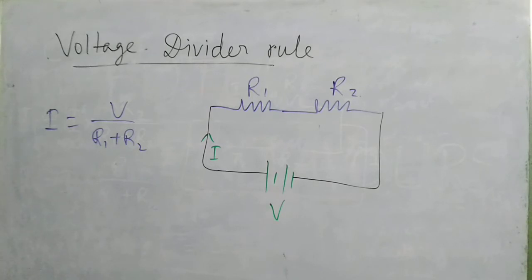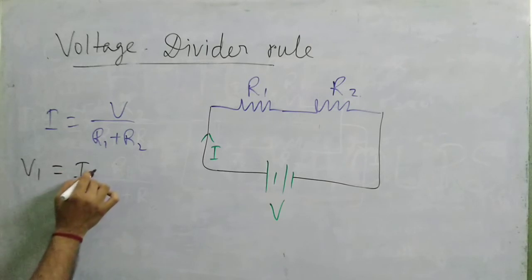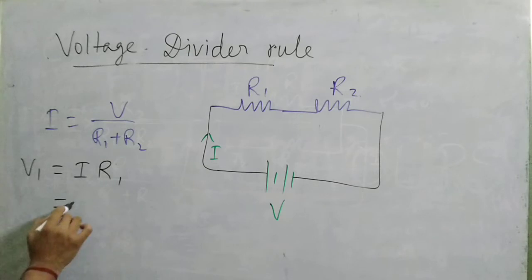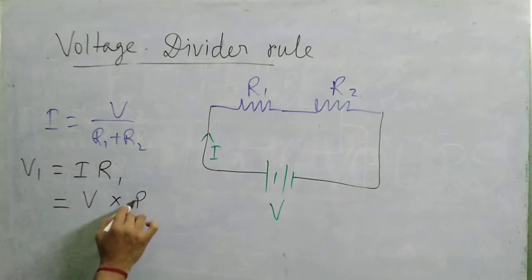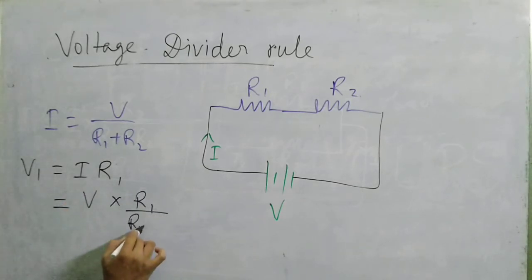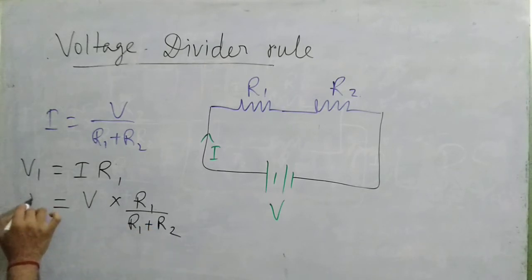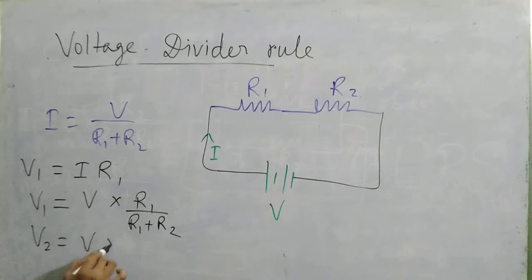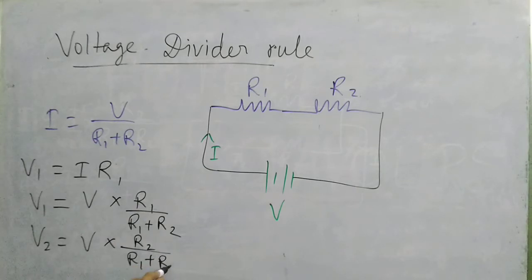I can easily write that the value of V1 will be equal to I into R1, and this turns out to be the main voltage V into the resistance R1 by the summation of the resistances R1 plus R2. So this is voltage V1, and likewise the voltage V2 can be obtained as the main voltage V into resistance R2 by the summation of the two resistances R1 and R2. So this is the voltage divider rule.